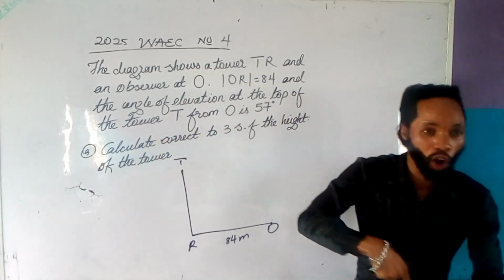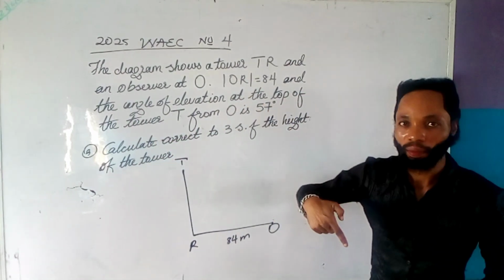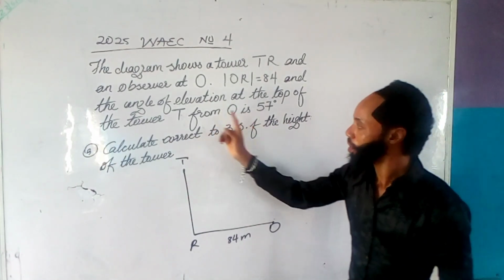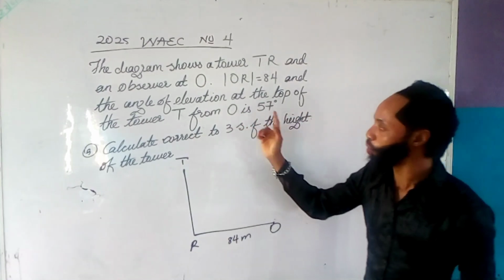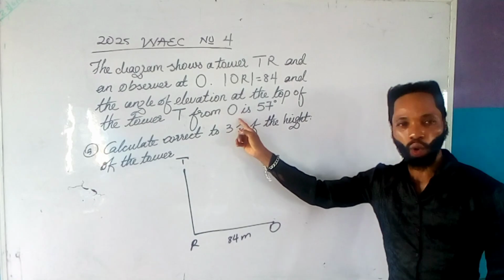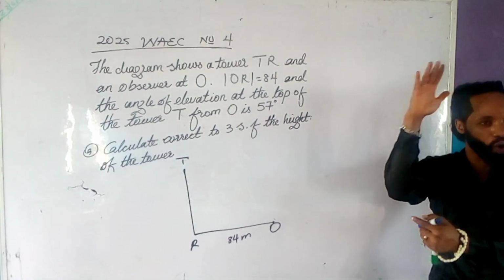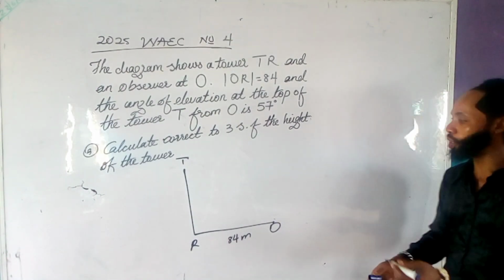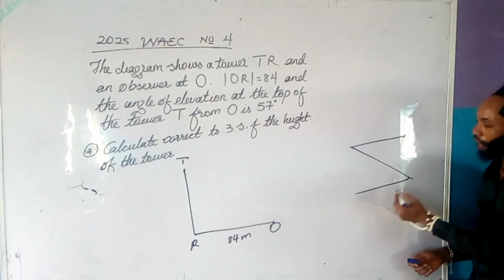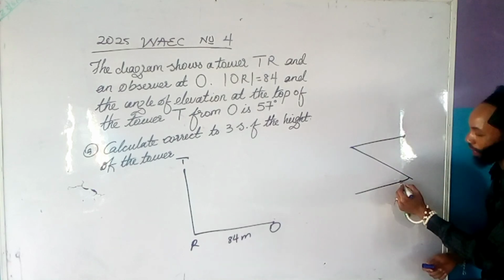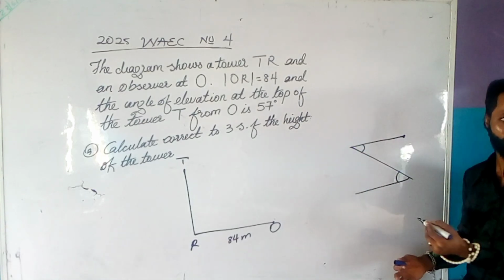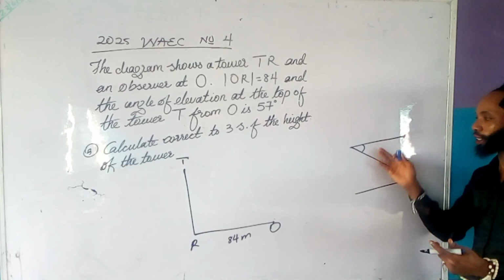They said that the angle of elevation of the top of the tower T from O. So the angle of elevation was starting from O. And for most of us, we always make this mistake. Angle of elevation and depression is just the Z angle. Angle of elevation is the horizontal line going up. Angle of depression is still the same horizontal line coming down. So that's angle of elevation and this is angle of depression.